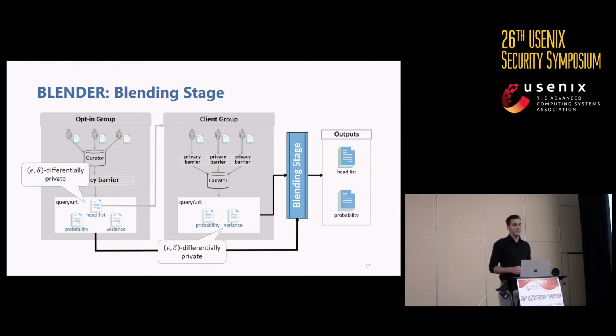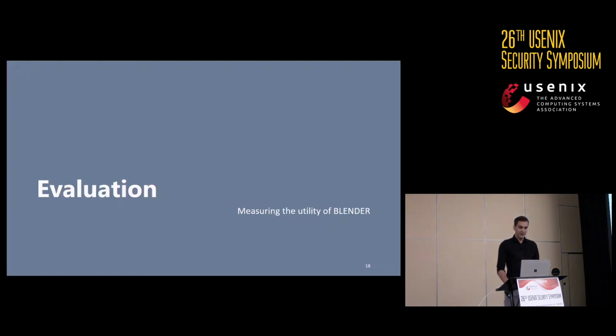It should be noted that since each group computed their output in an epsilon delta differentially private way, the final output of Blender, or I should say Blender itself, is epsilon delta differentially private. The final main question then is, for these outputs and the applications they're used for, in particular for local search, how well does Blender perform?